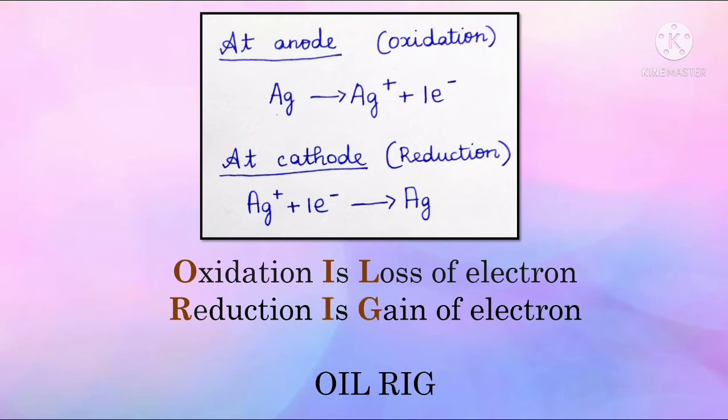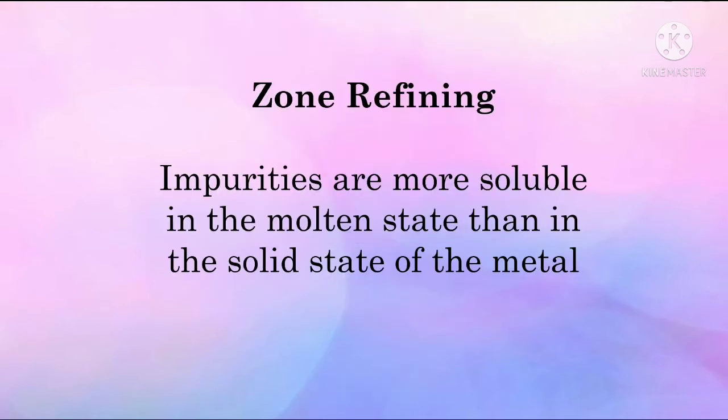Our next refining technique is zone refining. We can also call this fractional crystallization. In zone refining, elements such as silicon, germanium, gallium, which are used as semiconductors, are refined or purified by this technique called zone refining.